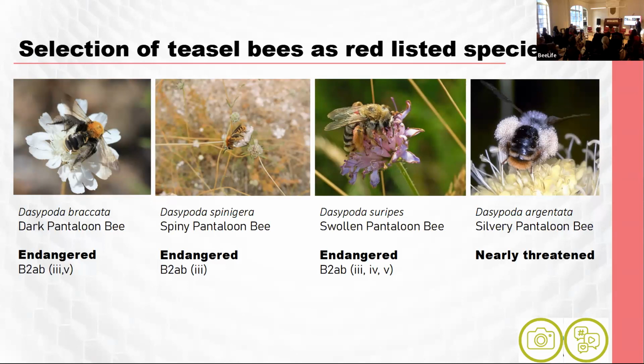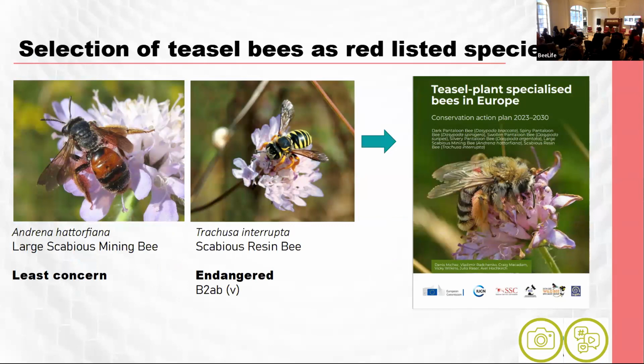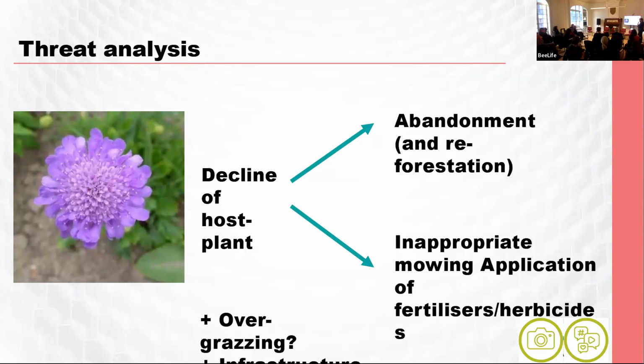We published last year an action plan for this species at continental level: what we should do to reverse the decline of the bees associated with this plant. Of course, the main point will be the host plant resources. To conserve these species, we need to conserve the plants and the habitats associated with these plants.